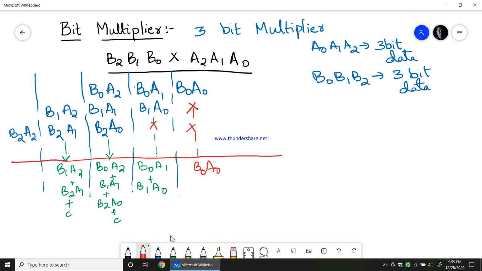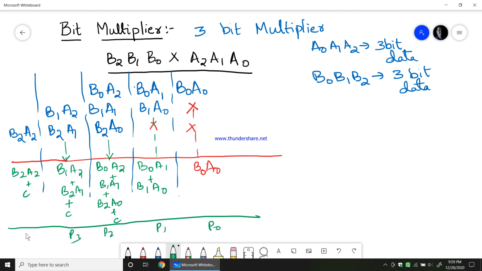B2 A2 will be here, B2 A2 along with the carry that I get by adding these two. Okay, so this would be the result, where the result would finally be P0, P1, P2, P3, P4. 5-bit data. Okay, this would be the result that we get.